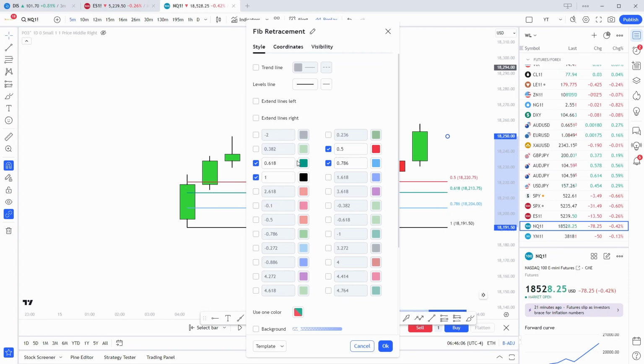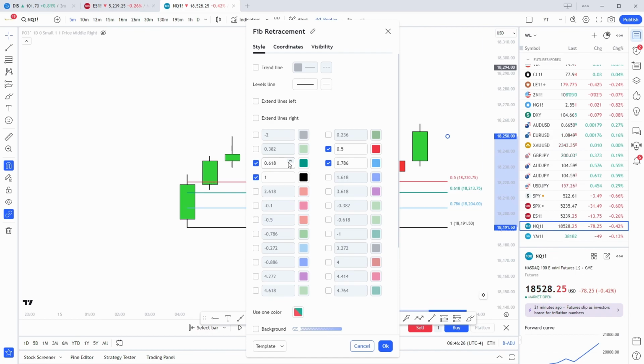First things first, you want to uncheck all of these other boxes. Chances are they're already checked. Now, the main Fibonacci's you need to focus on are the 0.618, the 0.5, and the 0.786. You're going to notice that that range, the 0.618, 0.786, and 0.5, is your optimal trade entry.